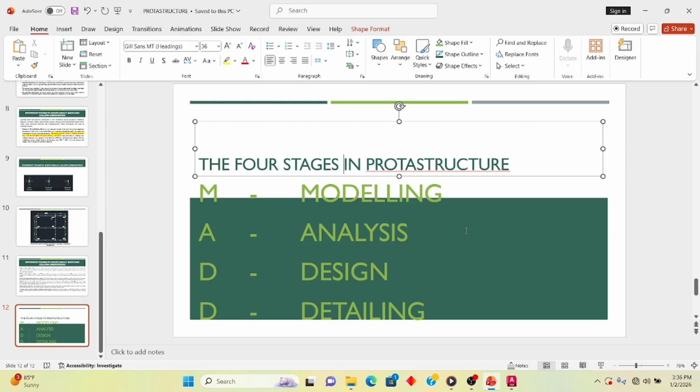So the result of your detailing is what helps you to be able to execute the project properly. And every one of these stages is very, very important to ensure proper design and having a safe and also an economical structure. So the first stage, I call it MAD, okay? MAD: modeling, analysis, and design.